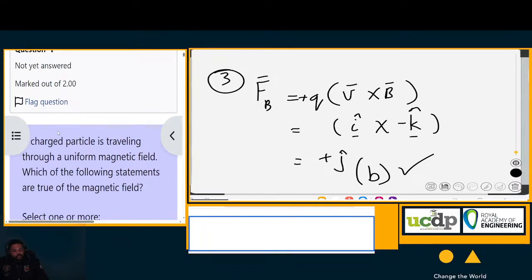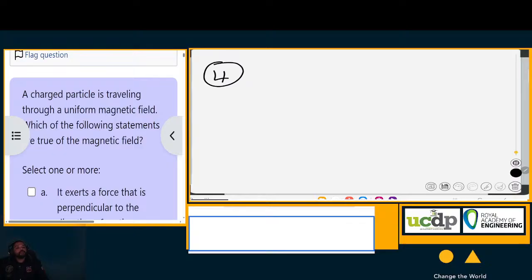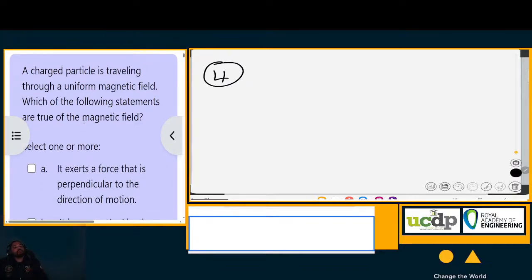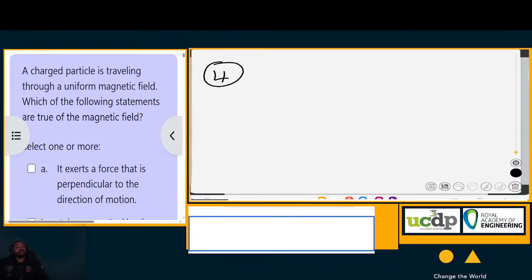Question number 4. A charged particle is traveling through a uniform magnetic field. Which of the following statements are true of the magnetic field? So we have a charged particle, let's say a proton, and it's traveling through a magnetic field. Let me rather not draw the magnetic field. Based on the concept, a charged particle is moving through a uniform magnetic field. That means all over inside that magnetic field, its strength would be the same.